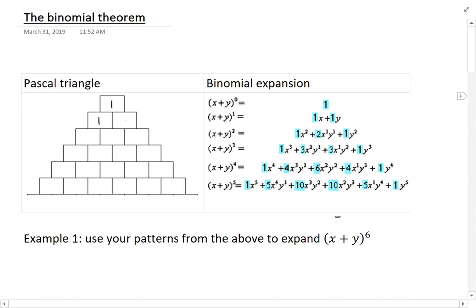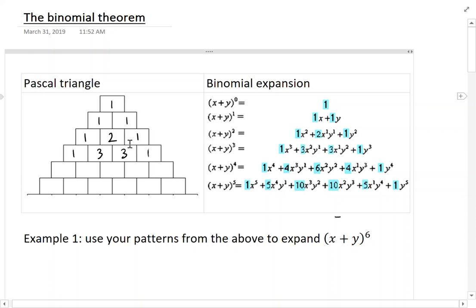Second row is 1, 1. Third row is 1, 2, 1. And the fourth row is 1, 3, 3, 1. If you haven't spotted what the pattern is yet, the pattern is the two numbers above will add to the one number below.